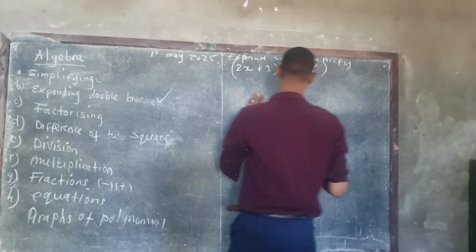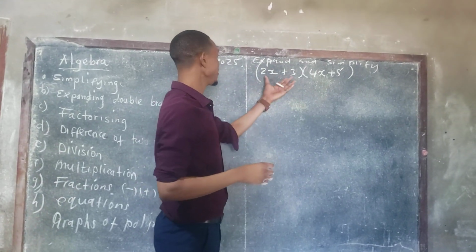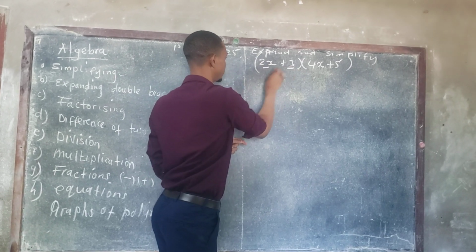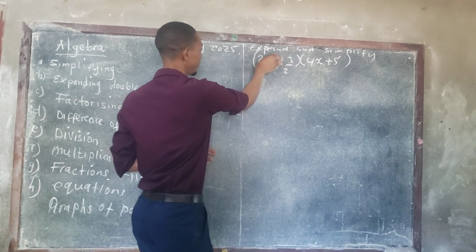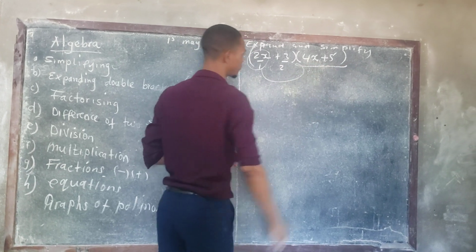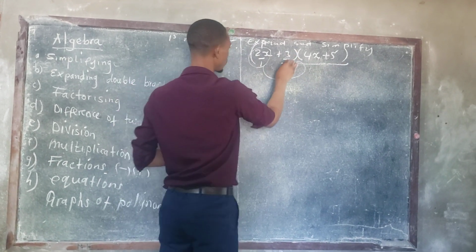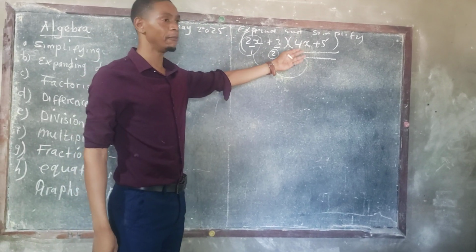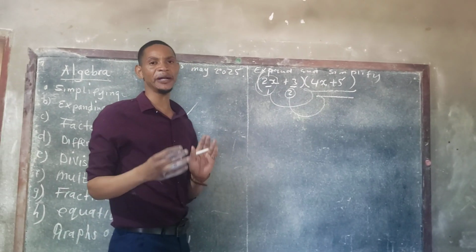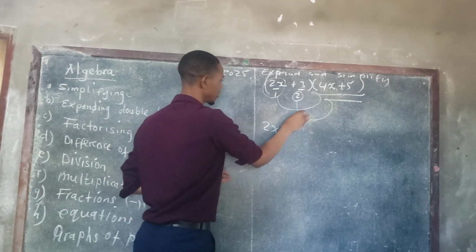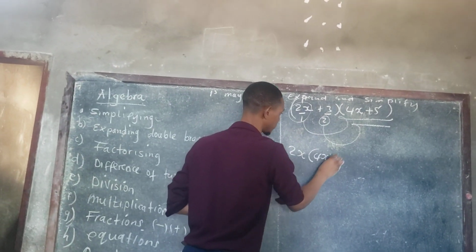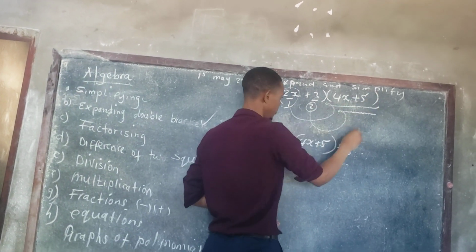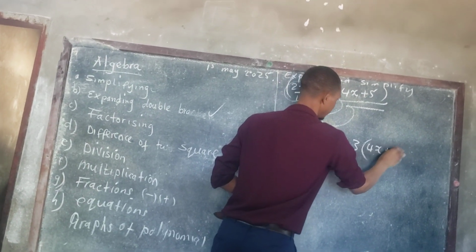Number one, the terms in the first bracket: there are two terms, the first term and the second term. The first term will multiply everything in the second bracket, and the second term will multiply everything in the second bracket. So 2x will multiply everything there, that is x plus 5. Then positive 3 will multiply everything in the bracket there, that is x plus 5.